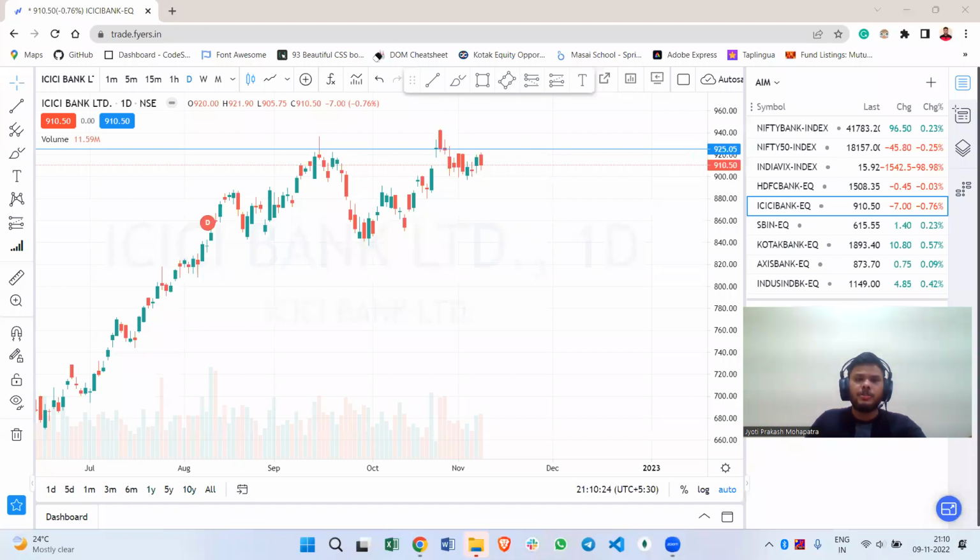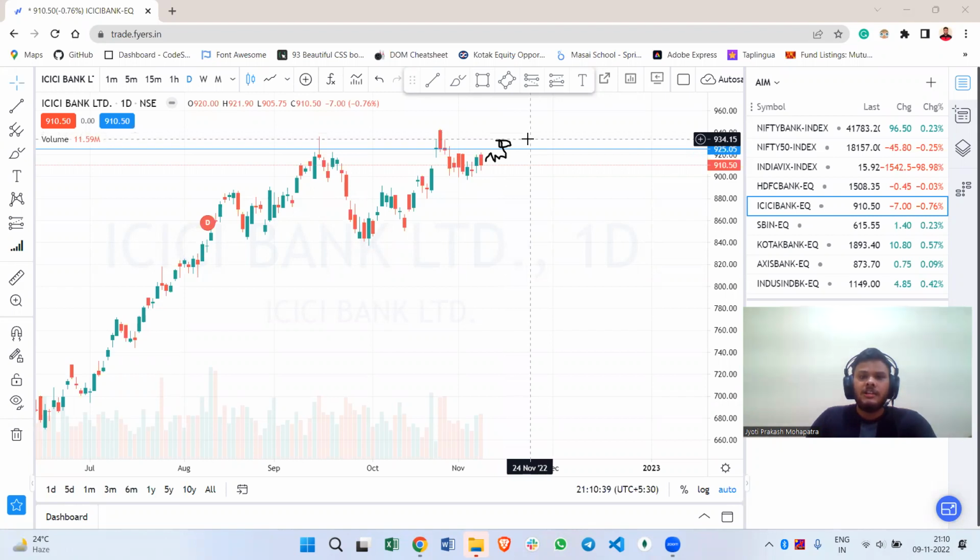But let's assume it opens gap up and it closes above 915, then you can expect some buying pressure here. But we need to wait until it closes above round level 920. After it closes above 920, then you can expect some buying pressure until 925 to 934.